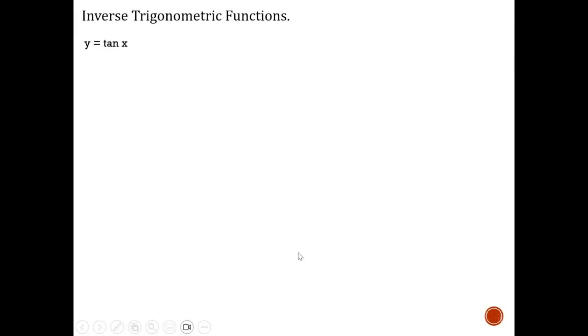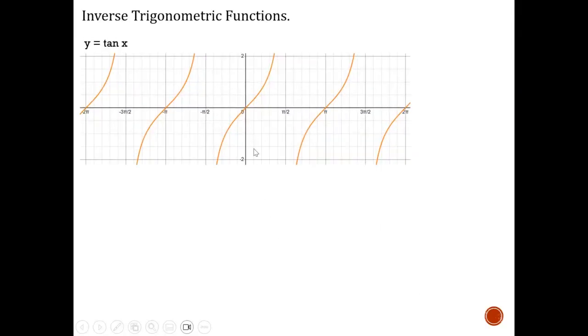Okay, now for the tangent, if you notice, my domain is all real numbers except every pi over 2, because at every pi over 2 there's an asymptote. So the domain is all x except pi over 2 plus n pi, which means at every pi over 2 the domain does not exist. And the range is going to be all real numbers, because the range is the y value, so it goes from negative infinity to positive infinity.